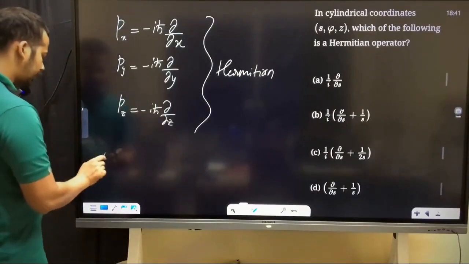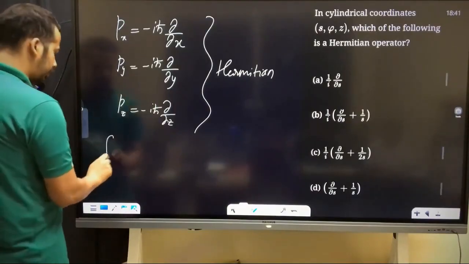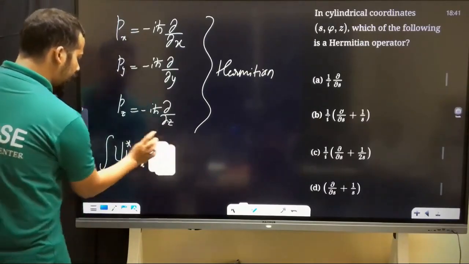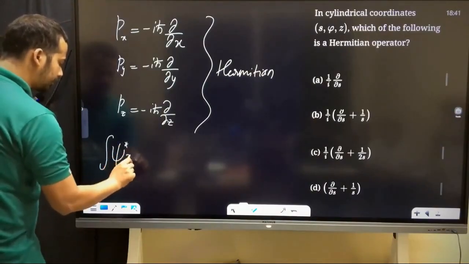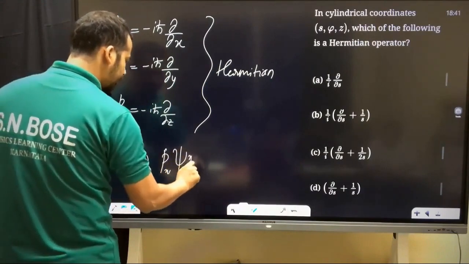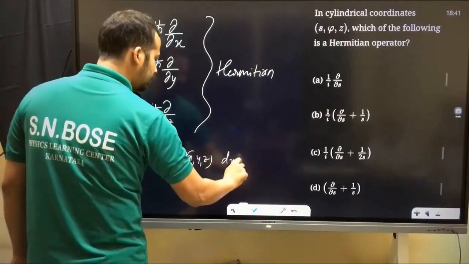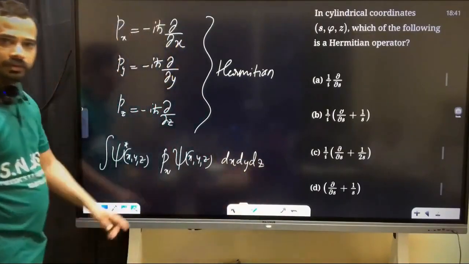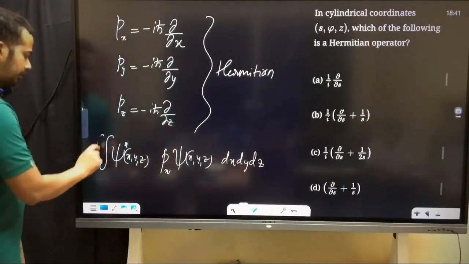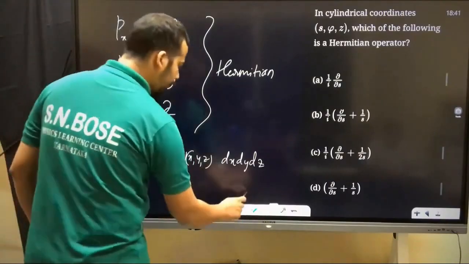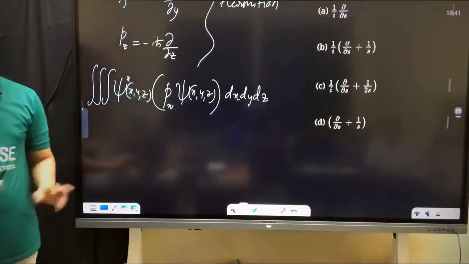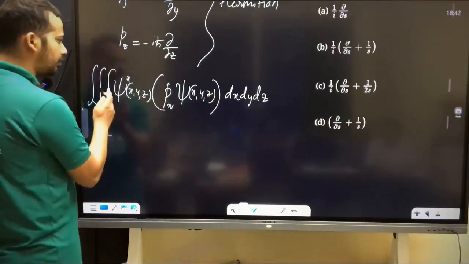Suppose some inner product: pick up some psi star, px cap psi. I'll write it like this: integral of psi star of x, y, z, px cap of psi of x, y, z, dx dy dz, am I right? In case of 3 dimensions, your inner product will be dx dy dz, isn't it? I'm talking about 3 dimensions here. This is a triple integral actually. Operating the operator on the second member is equal to operating its Hermitian conjugate on the first member. That Hermitian conjugate is itself, it will come as it is here.